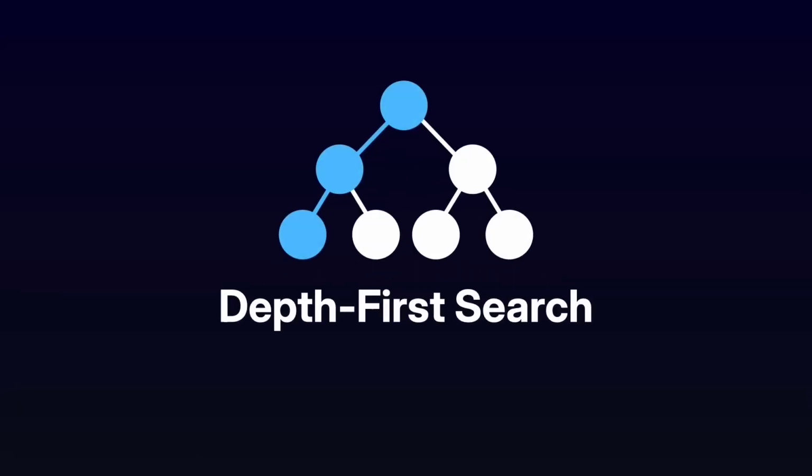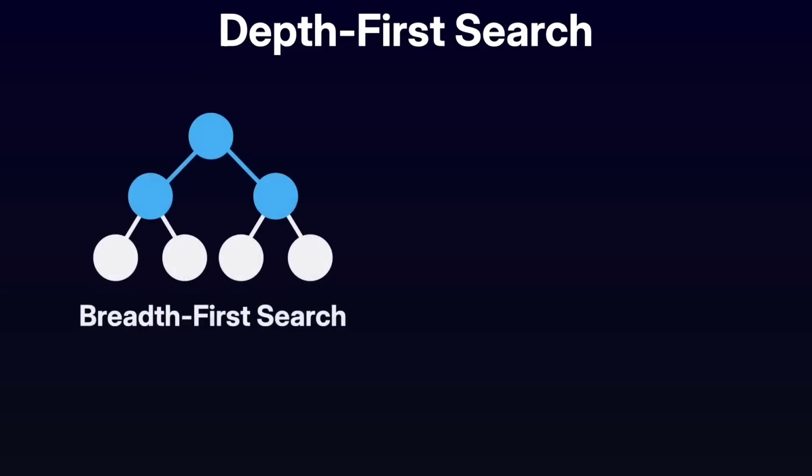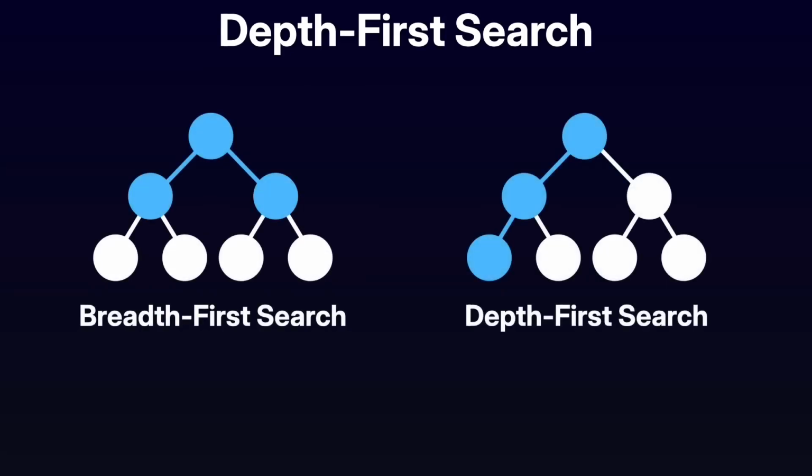Depth-first search is an algorithm that builds on the foundation of BFS but explores the tree or graph in a different way. While BFS focuses on exploring nodes level by level, DFS dives deep into one path as far as possible before exploring the next path.